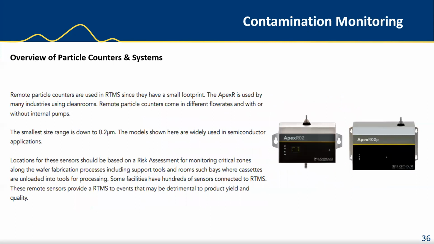So for real-time monitoring, remote particle counters, as I mentioned, are used. Because of the relatively small footprint, these remote particle counters can be located closer to points of interest along the wafer fabrication process. And as we previously discussed, the location should be determined on a risk-based assessment. By studying your process closely, you can identify points of interest to monitor continuously. And these locations will yield the best data from the process, and it can be used quickly to alert users of situations where contamination may pose a risk to product yield and quality.